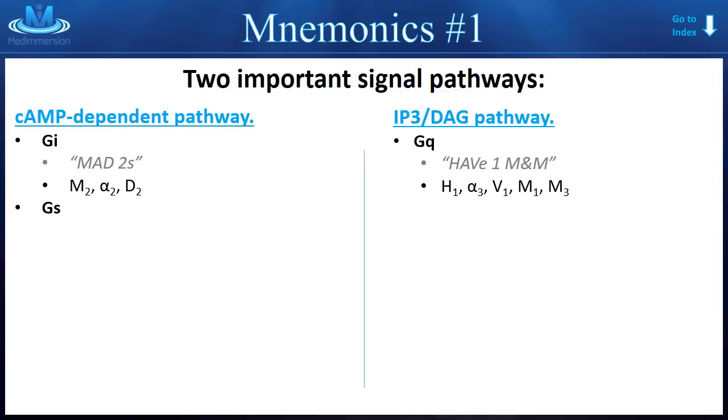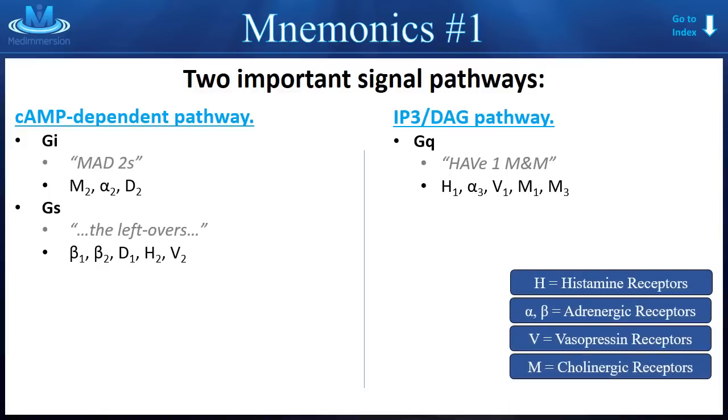For the Gs, it's everything that's left over. Beta 1, beta 2, dopamine 1, histamine 2, and vasopressin 2. So, if you need to review what those receptors are or what they do, here are some links. Let's go check out the next mnemonic.